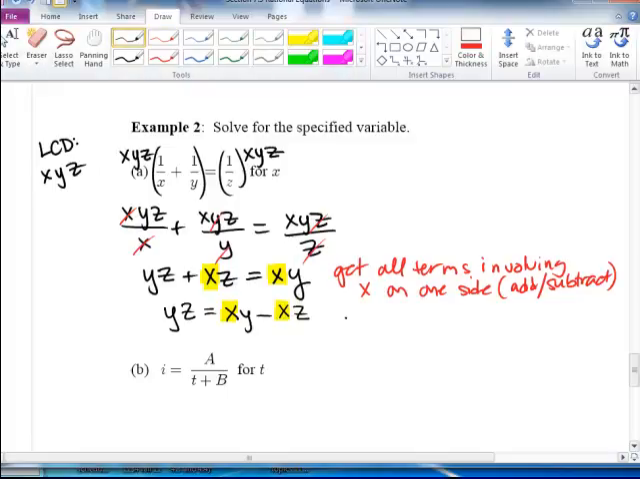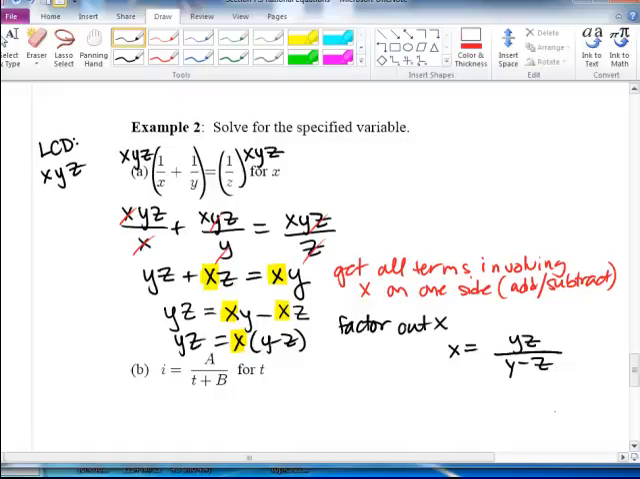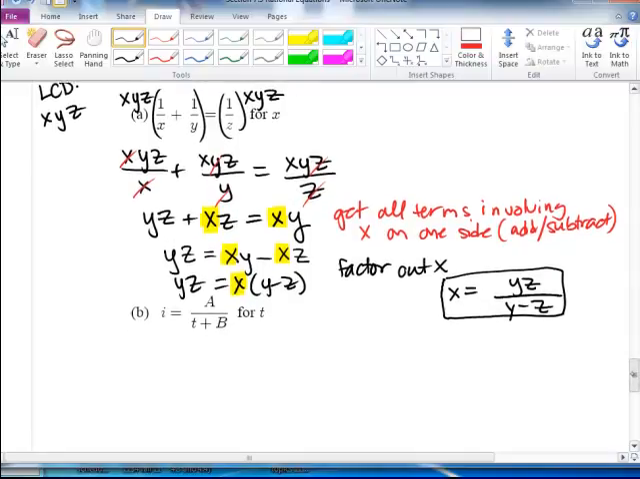Then we want to factor out the x. So yz equals x times (y minus z). Now at least we have x just in one place, and we'll divide by y minus z. So we'll have x equals yz divided by y minus z. And we're done. Right? So what we want is x on one side and no x's on the other side. That's our goal: x alone and no x's on the other side of the equation.